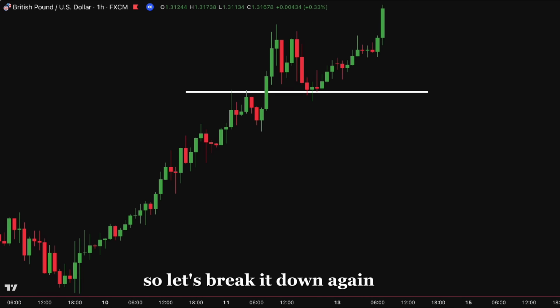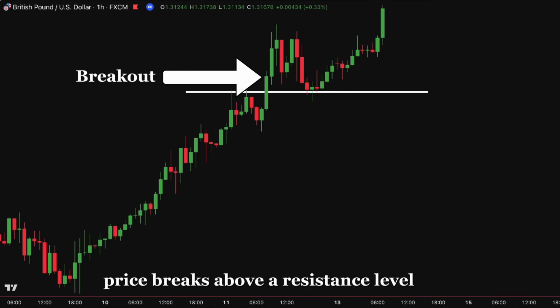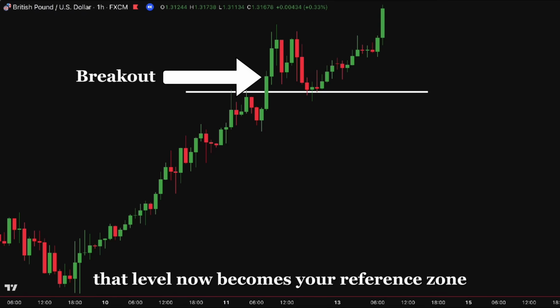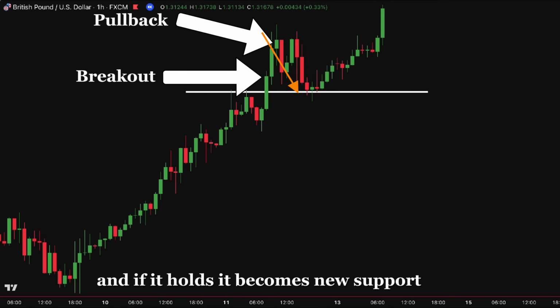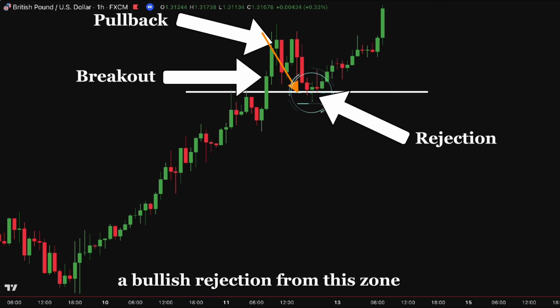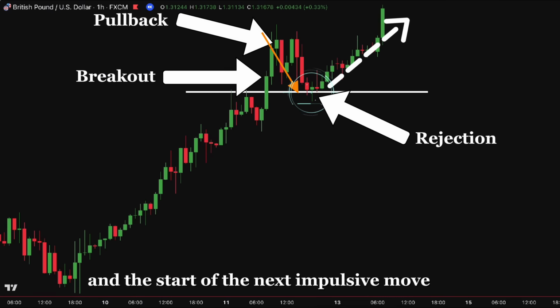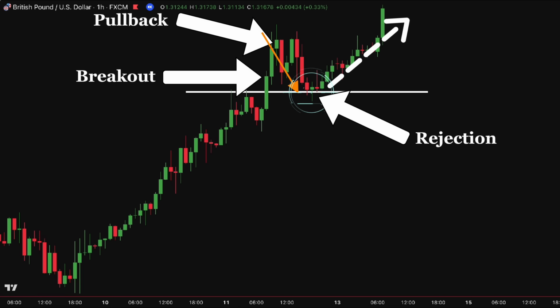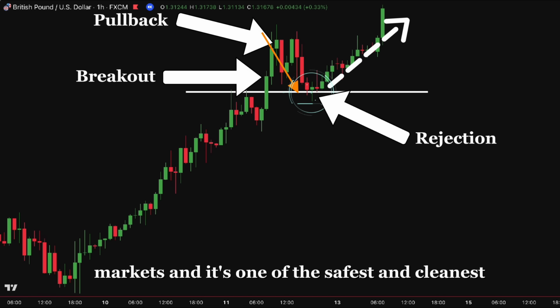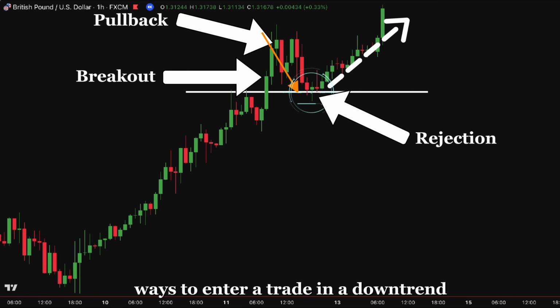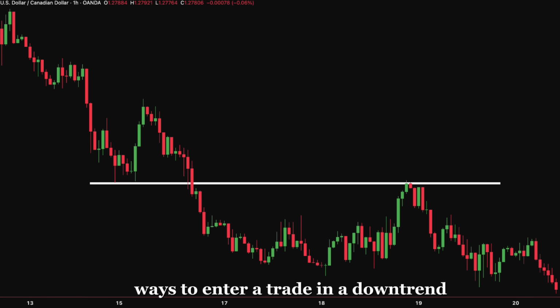So let's break it down again. Price breaks above a resistance level, forming an impulsive move. That level now becomes your reference zone. Price pulls back and retests it, and if it holds, it becomes new support. A bullish rejection from this zone? That's the end of the pullback and the start of the next impulsive move. This simple structure happens over and over again in uptrending markets, and it's one of the safest and cleanest ways to enter a trade. In a downtrend, it's the exact same concept but in reverse.